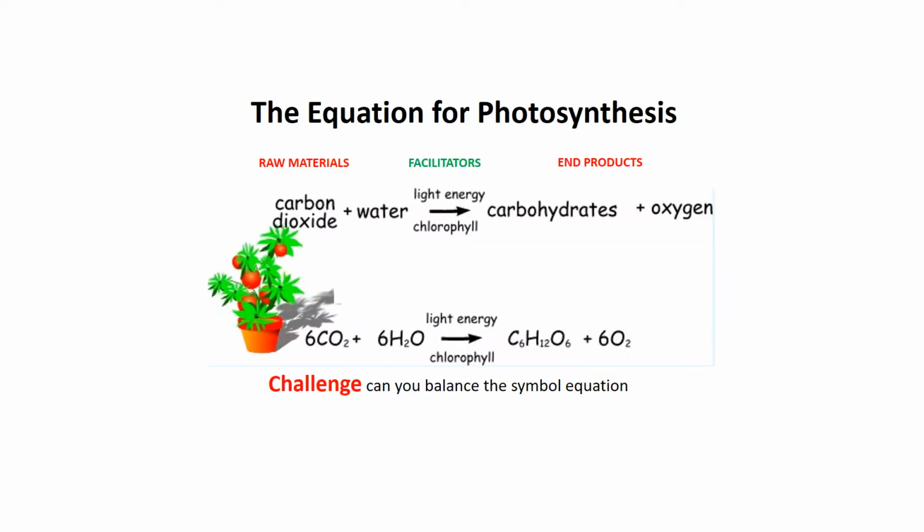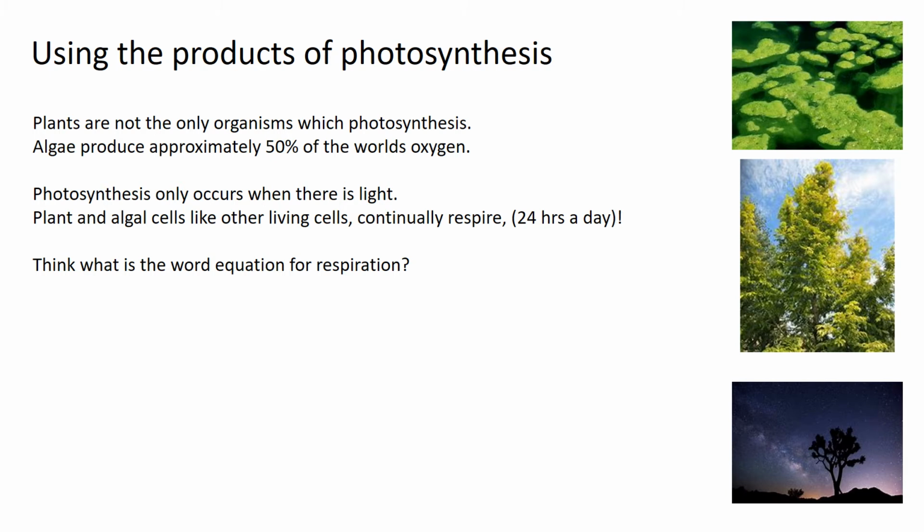Okay, so back to our equation. Can we balance our equation? So using the products of photosynthesis, we need to remember that every living organism respires, not photosynthesizes. It respires. And therefore, they need that oxygen for that process. We're going to talk about respiration next week. However, this week we're just looking at how that photosynthesis creates that oxygen and the glucose for respiration.